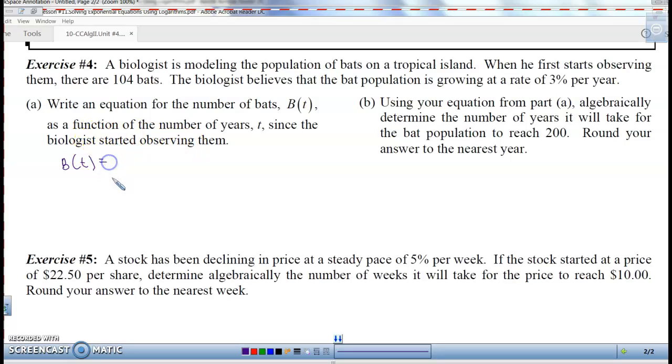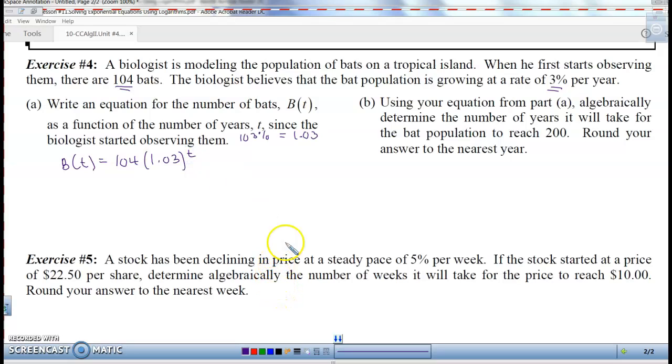All right, so we need to know our starting value, which in this case is going to be 104. Now if you're increasing by 3% a year, overall you had 100% plus the 3%, so that's going to be 103% overall. As a decimal that is 1.03, so that goes here, 1.03 raised to the T.